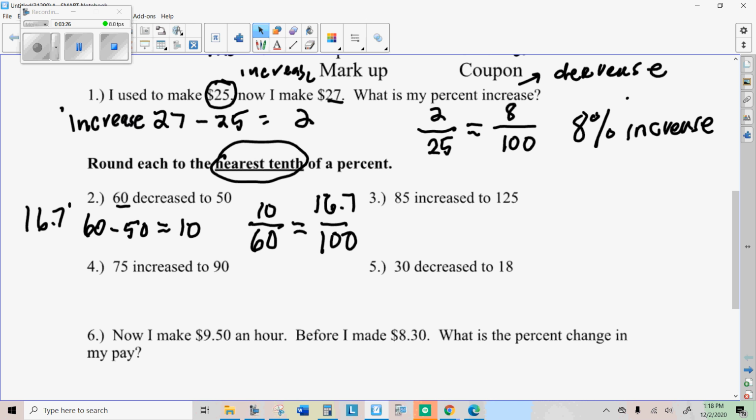decrease. All right. So go ahead, you guys try these 3, and I'll put my work in here so you can check back and see if you got them right.